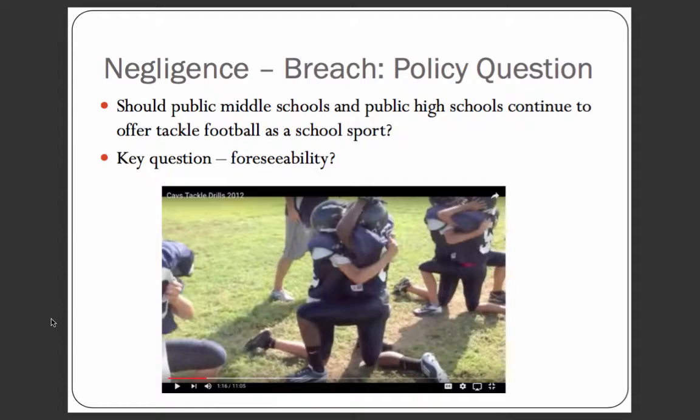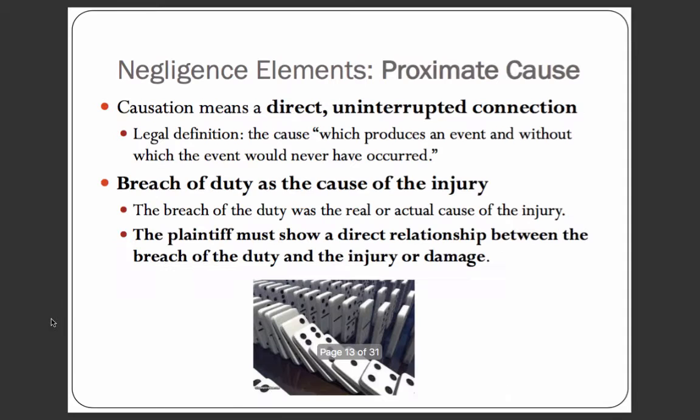Now, the question becomes, is it foreseeable that someone would become seriously injured by playing football? If it's a foreseeable and reasonable risk of harm, then high schools, middle schools, and other schools that are offering football must take precautions to protect their students. So this is something where the question becomes, is the risk too high to actually allow this sport to continue?